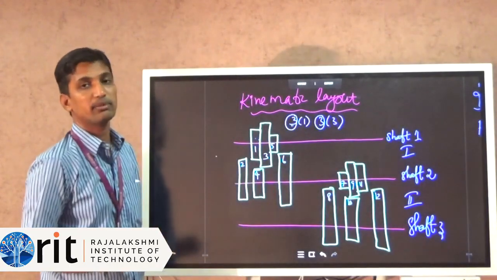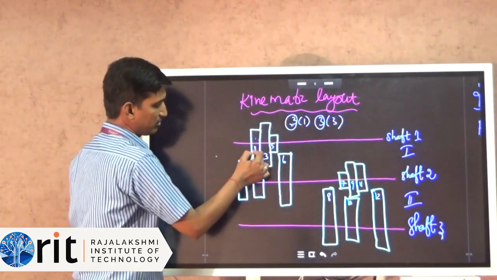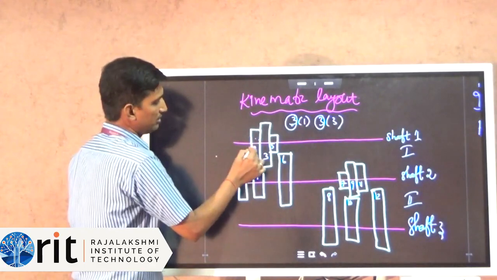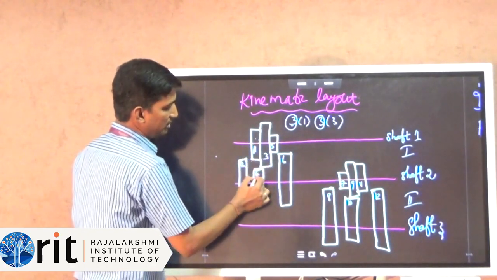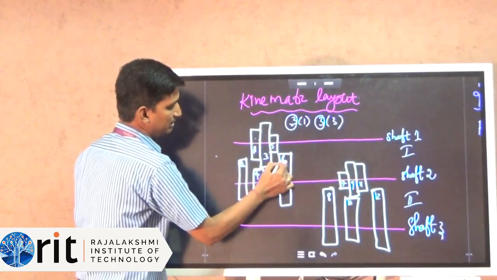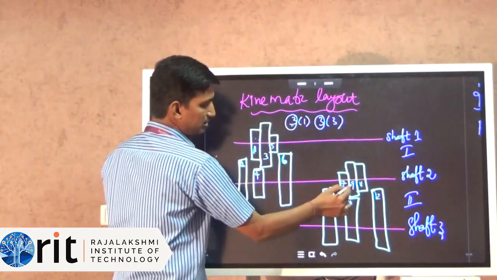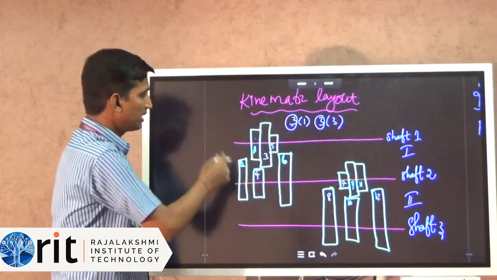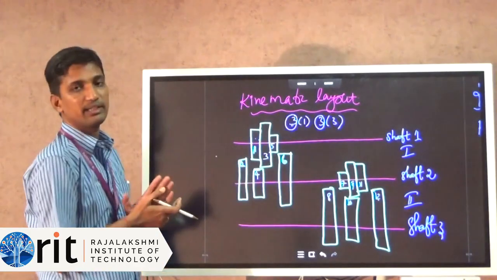Now I am going to number it out. How to number it out? This first gear is called 1. This is 2, this is 3, this is 4, this is 5, then this is 6. Similarly, this is 7, this is 8, this is 9, this is 10, this is 11, then this is 12. The numbering has to be done in ascending order. This is the kinematic layout.